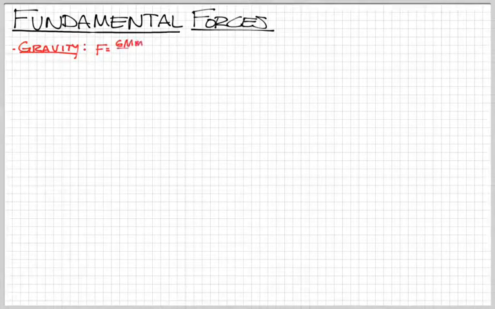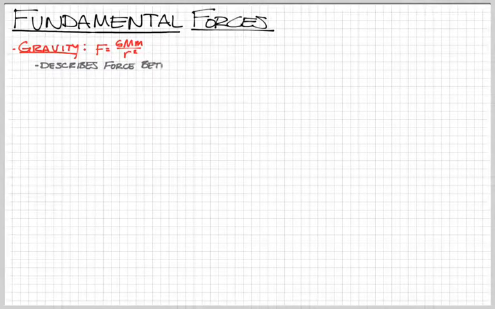Our formula for that is GMm over r squared. And what gravity tells us is the force between masses. We've been calculating with that. We will continue to do calculations with that. But that's all there is.